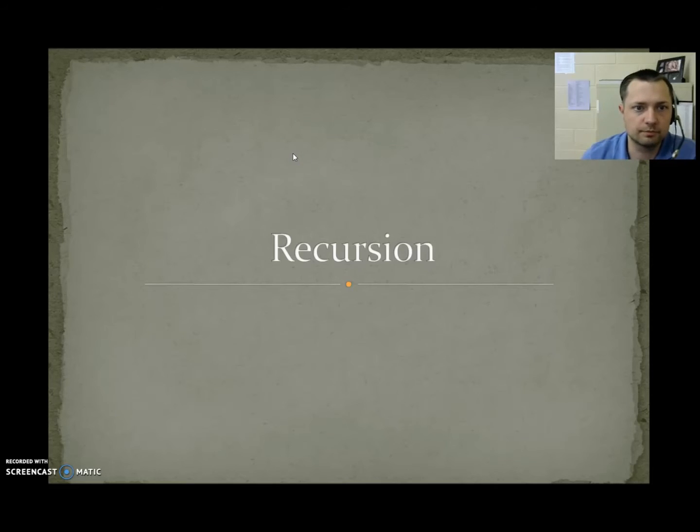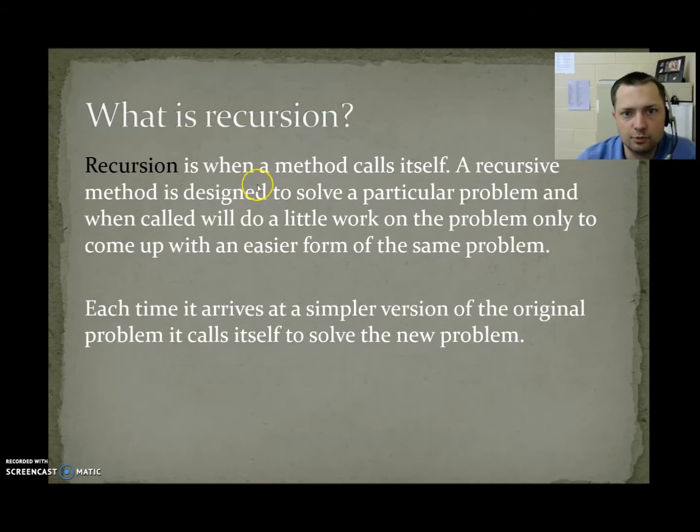Alright, recursion. Recursion is when a method calls itself. A recursive method is designed to solve a particular problem, and when called it will do a little bit of work on the problem, only to come up with an easier version of the same problem. Each time it arrives at a simpler version of the original problem, it calls itself to solve the problem, because the method was in fact written to solve that problem.